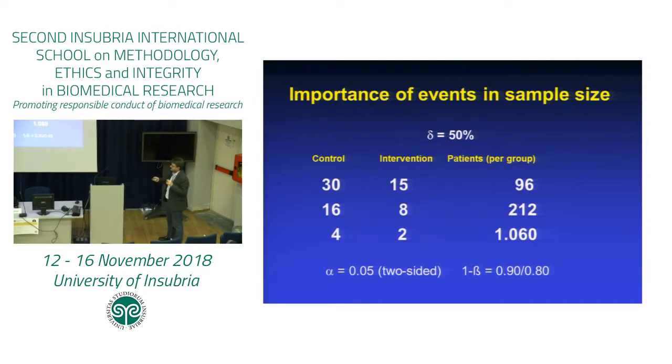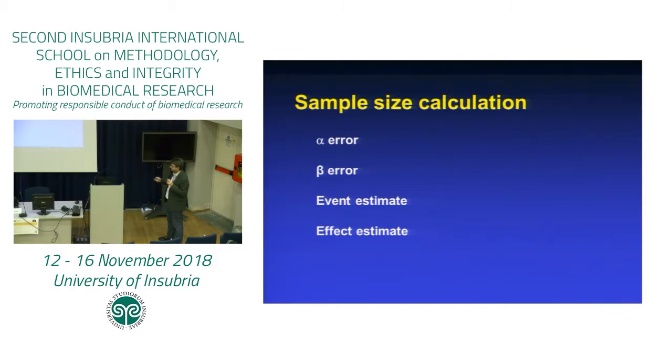So if we set the alpha error at 5% and one minus beta at 10%, and we estimate the effect of a new drug, say that with the new drug I will reach half of the events of the control group. That's my control population, that's my intervention population: 30, 15, 16, 8, 4, 2. So there is a decrease of 50% with the new drug. Look at what happens to my sample size. The sample size also depends on the event rate.